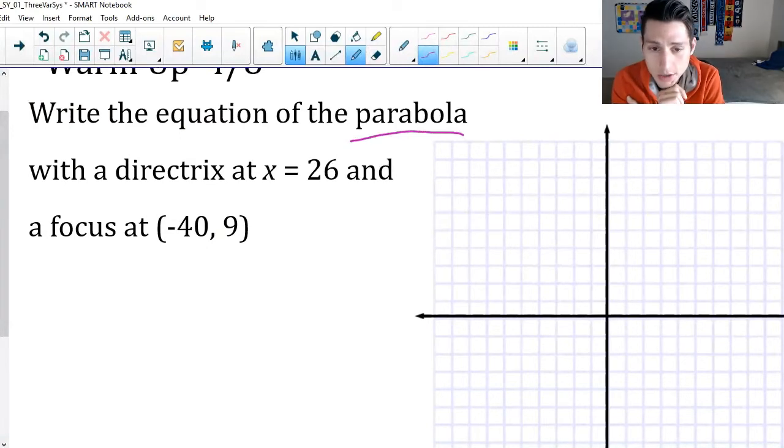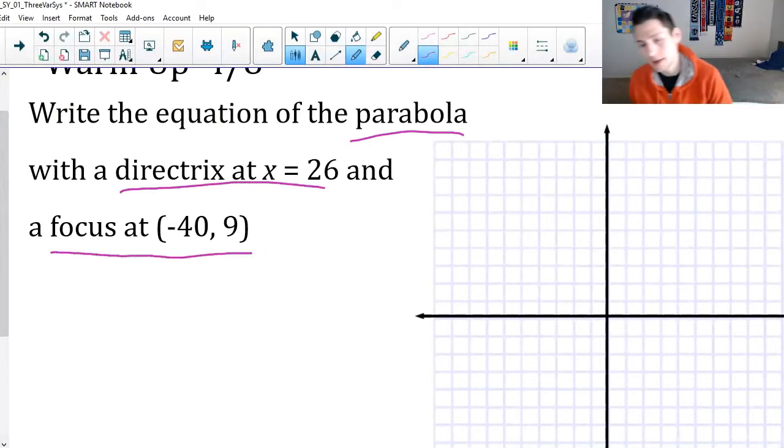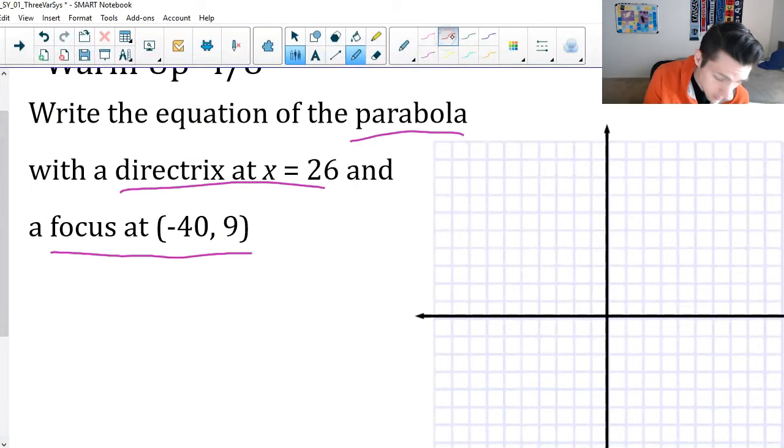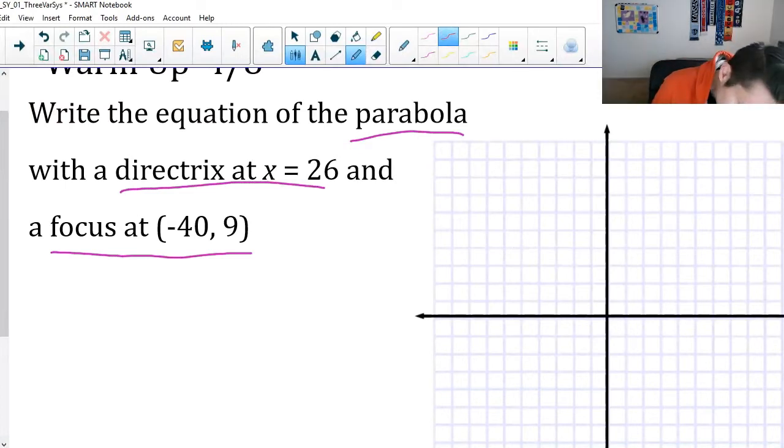Write the equation of the parabola with a directrix at x equals 26 and a focus at negative 49. These are really large numbers, obviously, so I'm not going to draw this to scale, but I'll at least sketch out a good idea of what I'm working with here. Focus at negative 49. Let's assume we're counting by 10 for each of those grid lines, so it would be about there.